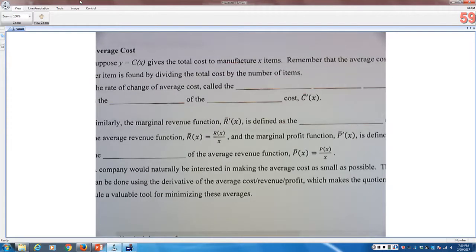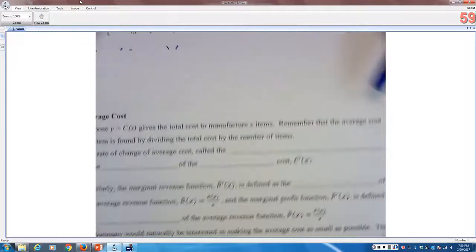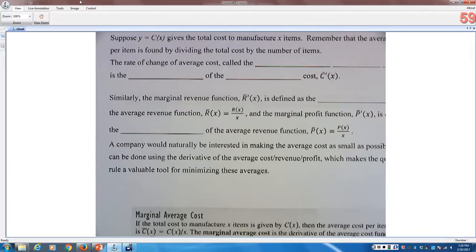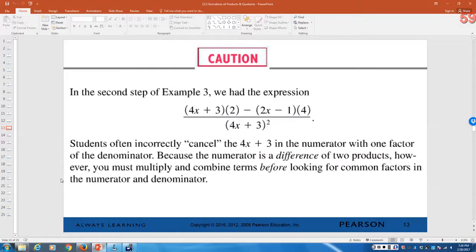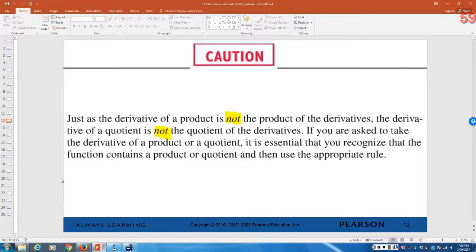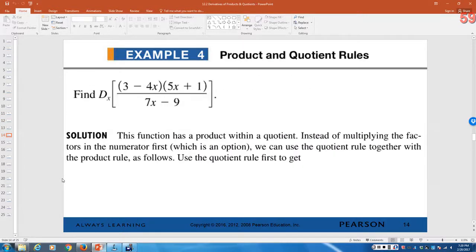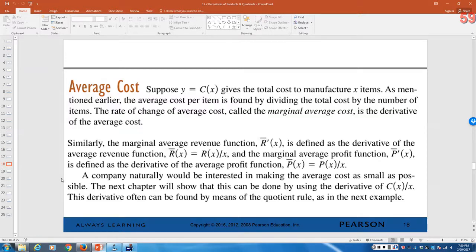Okay. Now, why would we even need such things in business? You know, where does all this lead to? Well, if you follow your notes, we're going to talk about something called average cost.